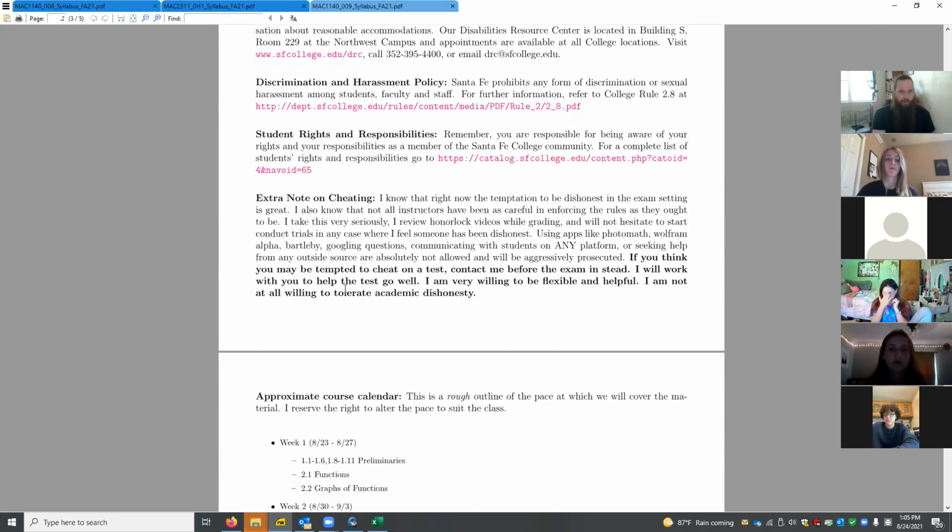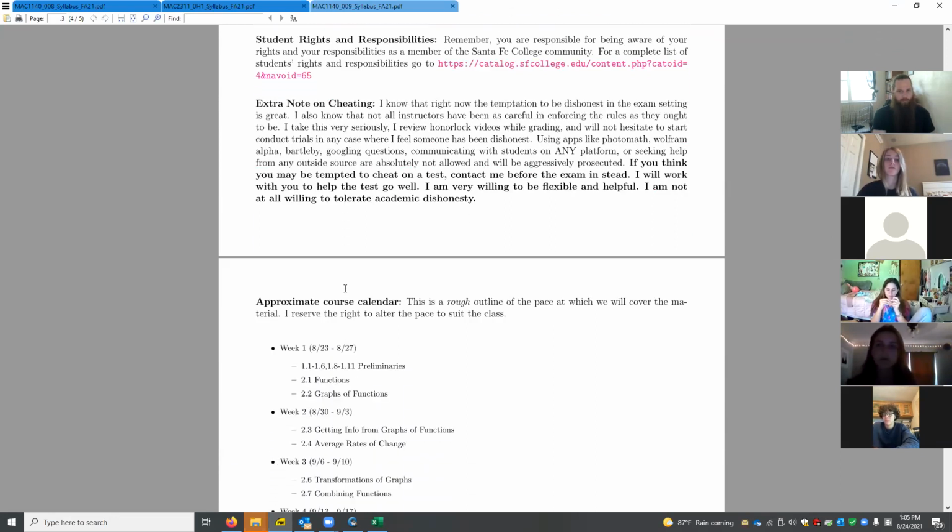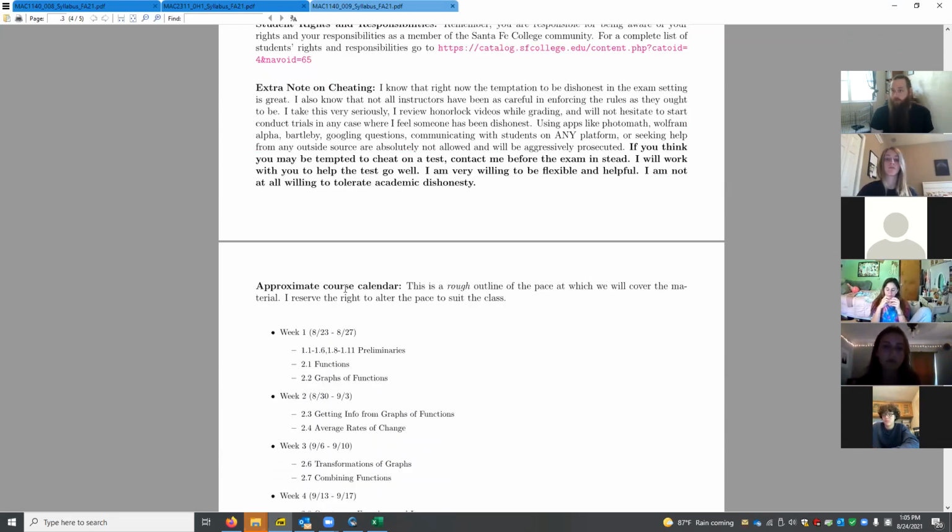Okay. That gets us to this section. So I'm just going to read it first and then we'll talk a little bit about it. I know that right now the temptation to be dishonest in the exam setting is great. I know that not all the instructors have been as careful in enforcing the rules as they ought to be, but I take this shit real seriously. I do watch your Honorlock videos while I grade. I play them at double speed. I watch every single one of them. I will not hesitate to start a conduct trial in any case where I think there's even a chance that someone has been dishonest, cheated at all.